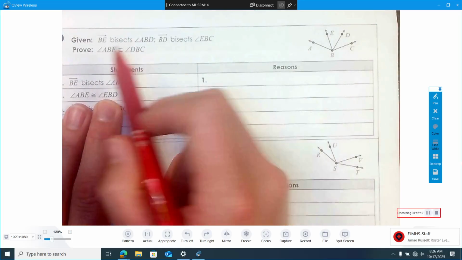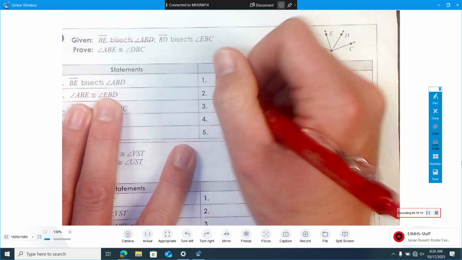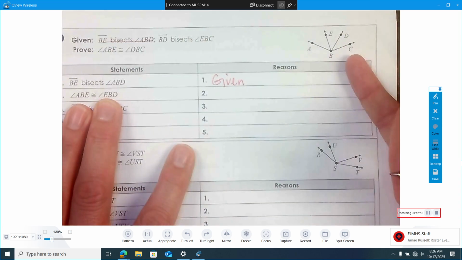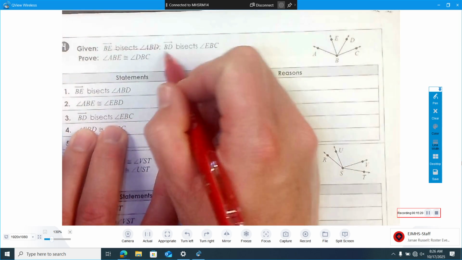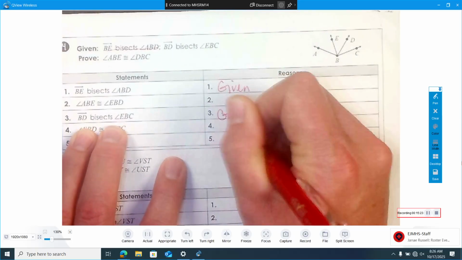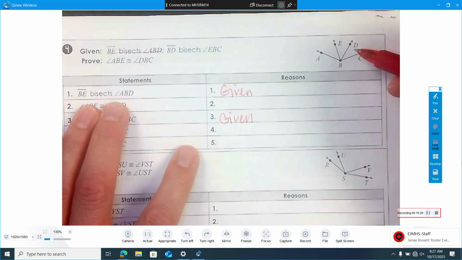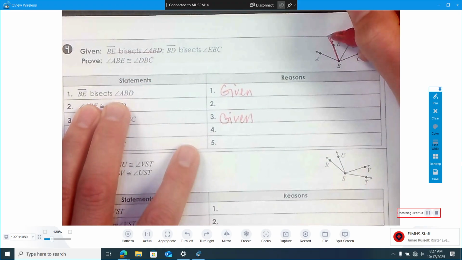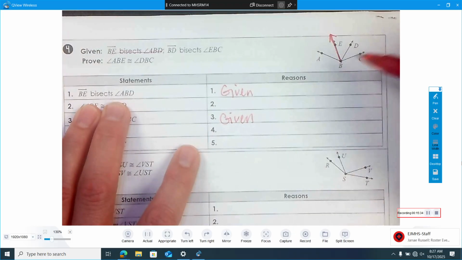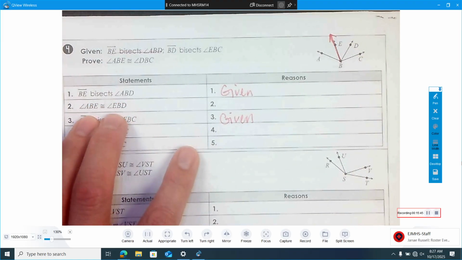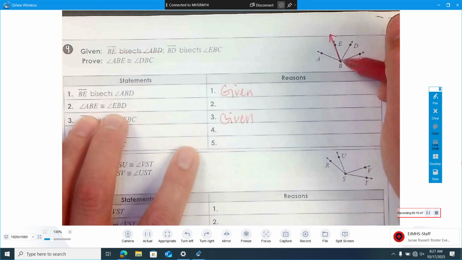Number 4 here. Let's see, BE bisects angle ABD, right there, that is given. Where else do we have a given? Number 3, yes, BD bisects EBC, so that is also given. We have 2 nice little givens there to fill in. Now I want to mark my picture. It says ray BE bisects. What does that mean if it bisects? Right through the middle. It bisects angle ABD.